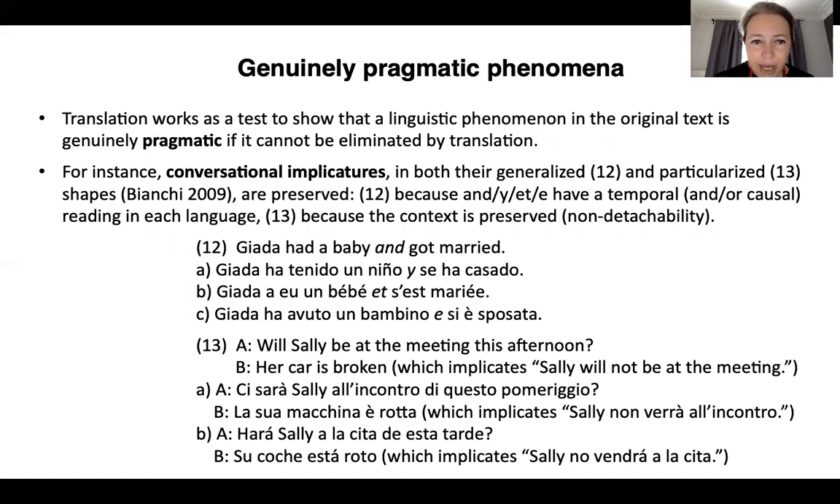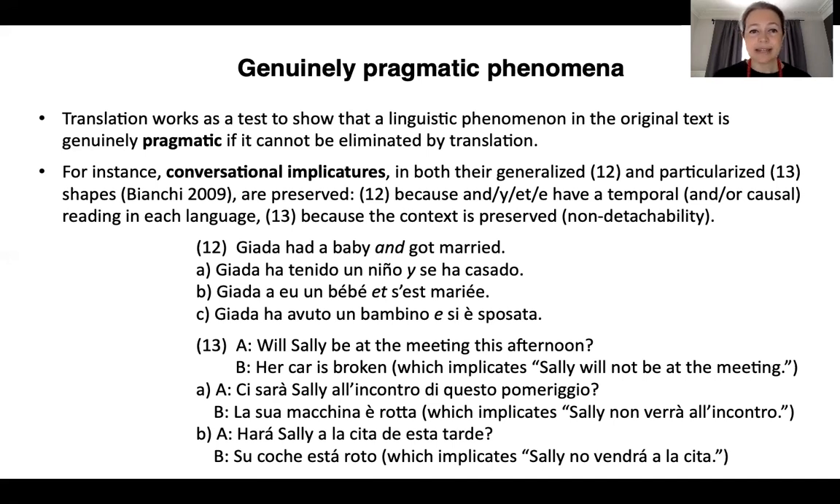Sentence number 12, Jada had a baby and got married, is preserved in translation into Spanish, Jada ha tenido un niño y se ha casado, into French, Jada a eu un bébé et s'est mariée, and into Italian, Jada ha avuto un bambino e si è sposata, because and, et, e have a temporal reading in each language, meaning that Jada had a baby first and then got married. And for some people, there's also a causal reading, saying that she got married because she first had a baby.